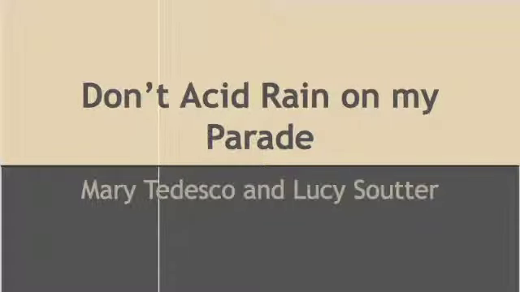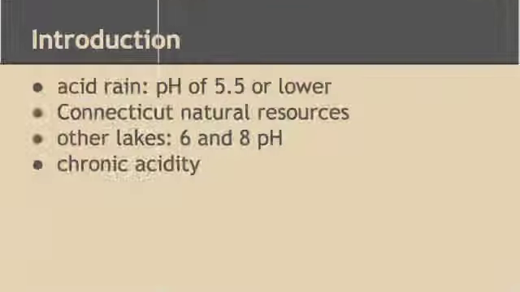Acid rain, the name given to precipitation with a pH of 5.5 or lower, is a problem that is evident across the U.S. Acid rain comes from pollutants in the air. Connecticut is known for its large stores of natural resources such as coal. Burning coal releases gases into the air that will return to the earth in either dry or wet deposition.